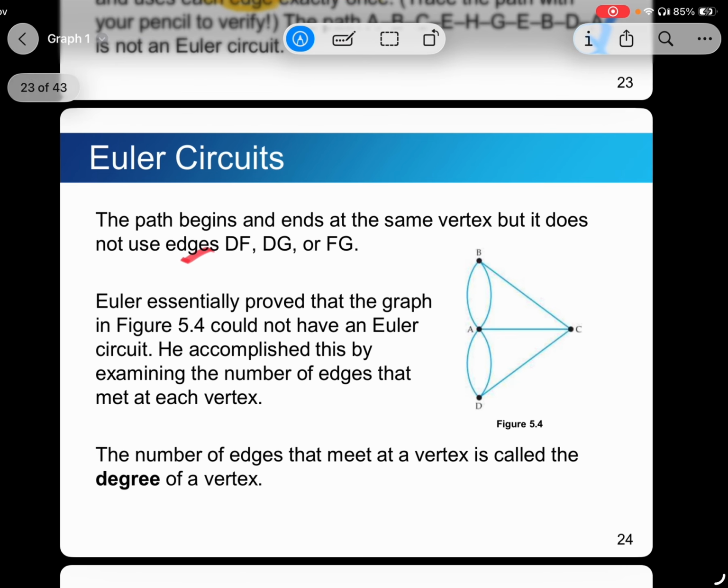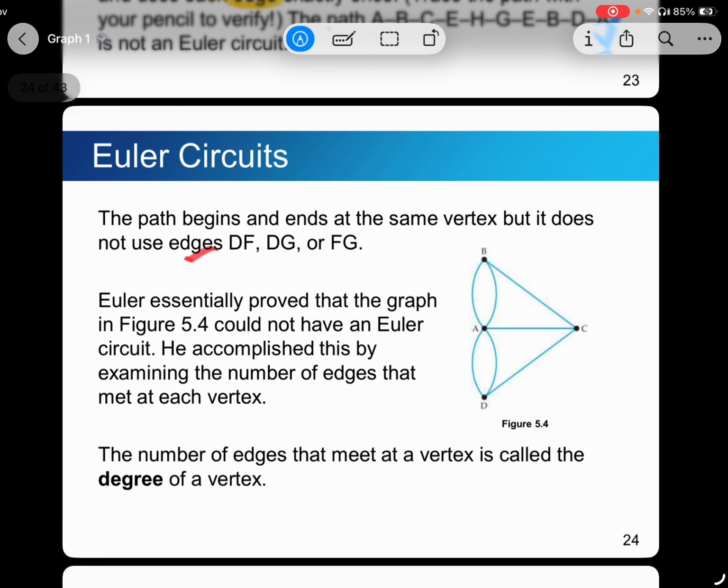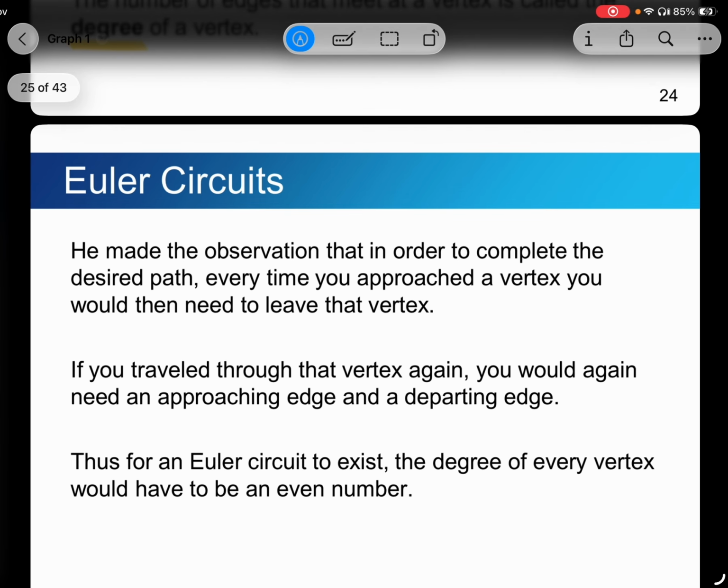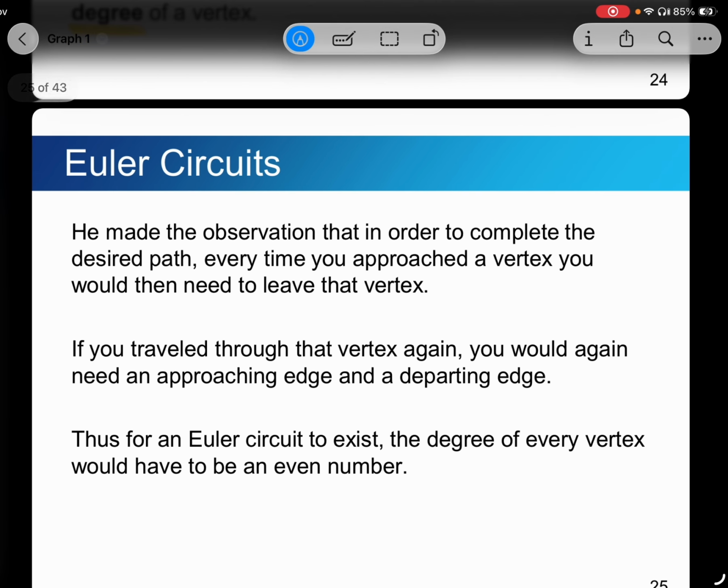So Euler essentially proved that the graph in figure 5.4 could not have an Euler circuit. He accomplished this by examining the number of edges that meet at each vertex. The number of edges that meet at a vertex is called the degree of the vertex. He made the observation that in order to complete the desired path, every time you approach a vertex, you would need to leave that vertex.